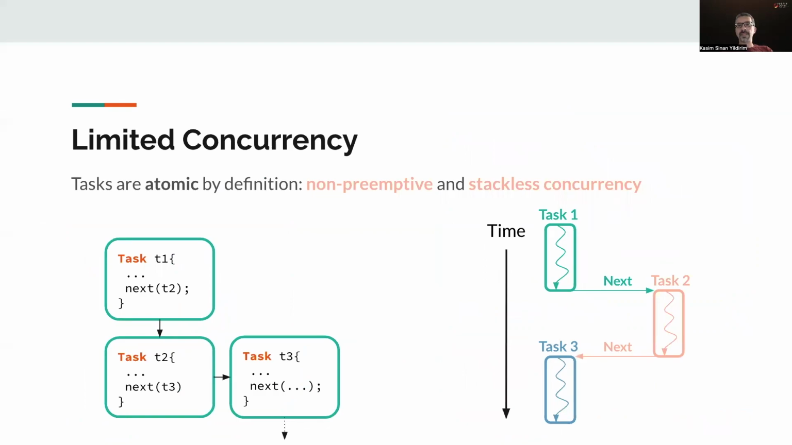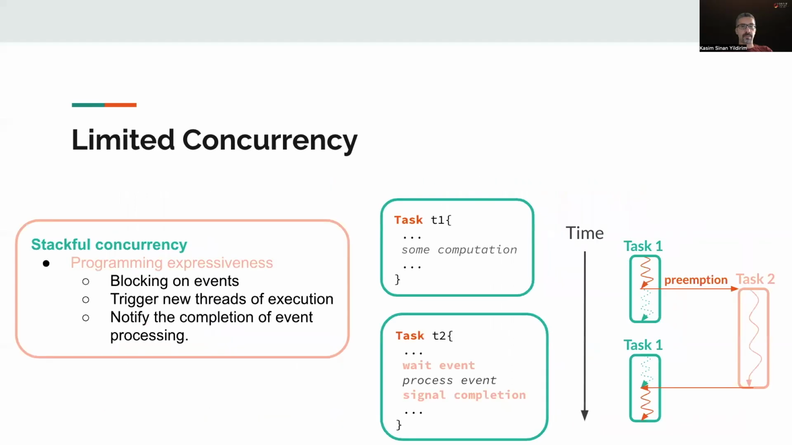The second problem is the stackless concurrency offered by the task-based model. Since tasks execute atomically, they voluntarily yield the control and other tasks cannot preempt them. Moreover, tasks cannot lock on events.